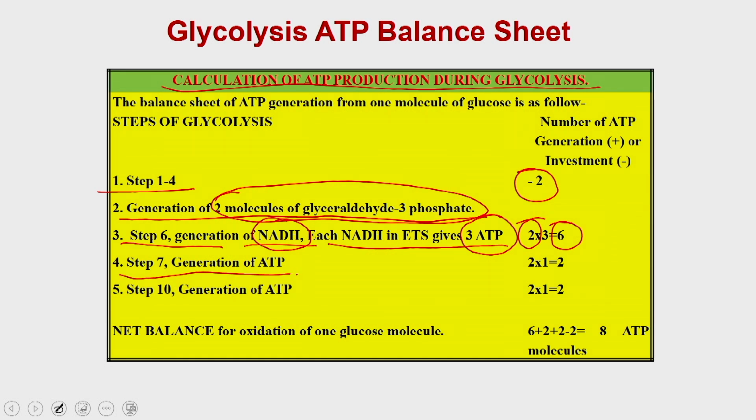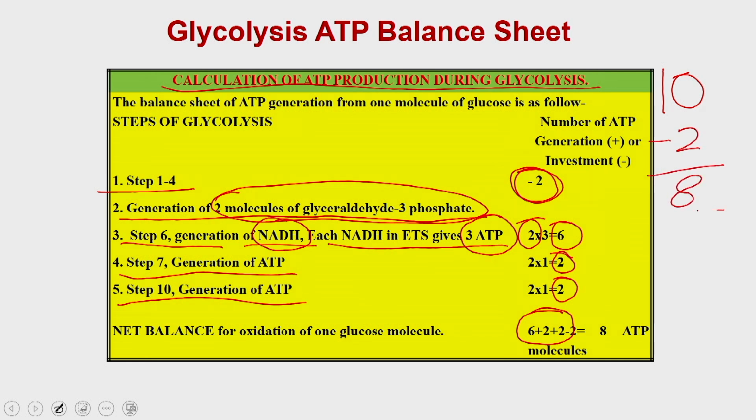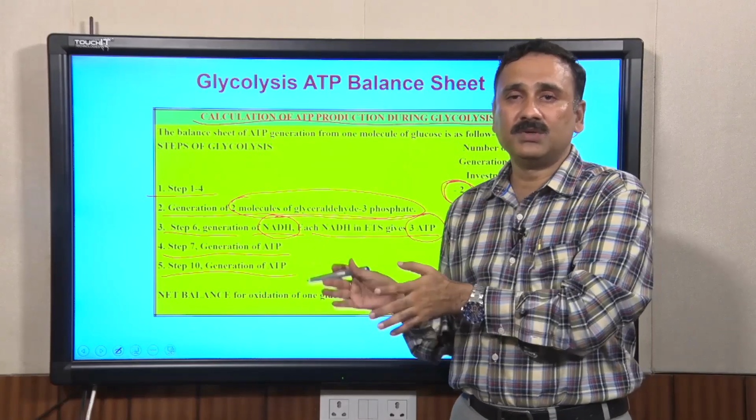Then in step 7 you are going to generate 1 ATP molecule, which means you are going to generate 2 ATP molecules, and in the last step when the pyruvate is going to be generated, you are going to generate another 2 ATP molecules. Ultimately, what will be the total production of ATP from glucose? The total production of ATP is going to be 10. You have invested the 2 ATP molecules, so the 2 molecules are going to be subtracted, which means 8 is the net ATP which is going to be generated from the glycolysis.